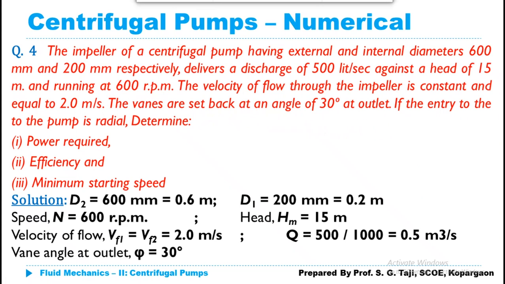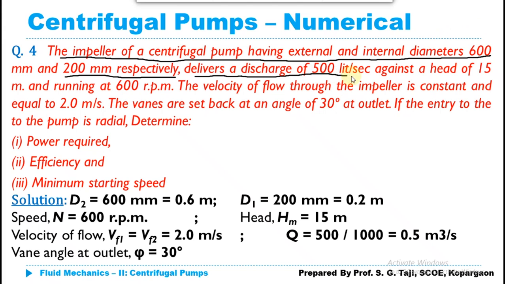The statement of the second numerical goes like this. The impeller of a centrifugal pump having external and internal diameters of 600 mm and 200 mm respectively, so D2 and D1 are given, delivers a discharge of 500 liters per second against a head of 15 meter. So the discharge is given, and the head against which my pump is working, that is the manometric head, is also given in the numerical. The pump is running at a speed of 600 rpm.